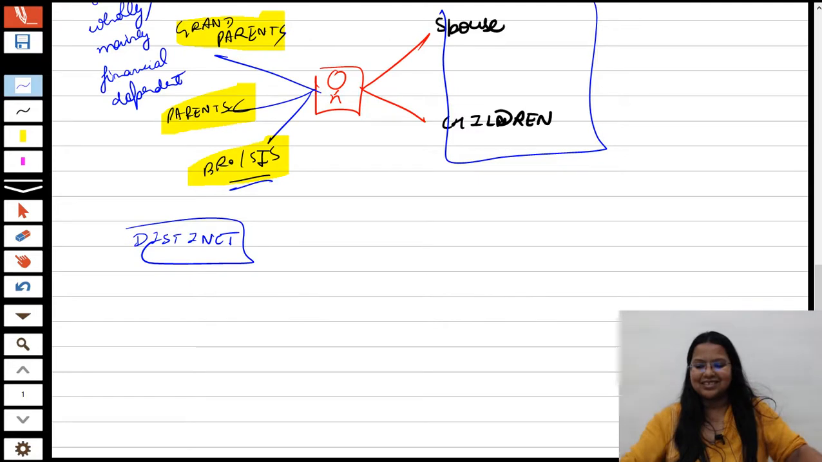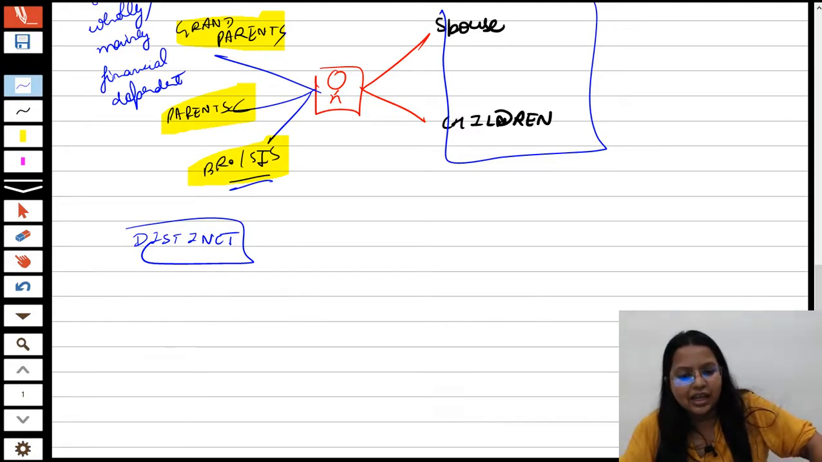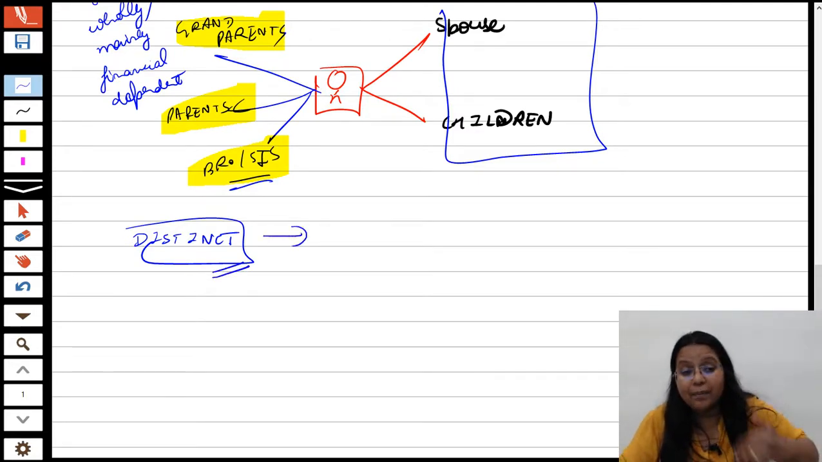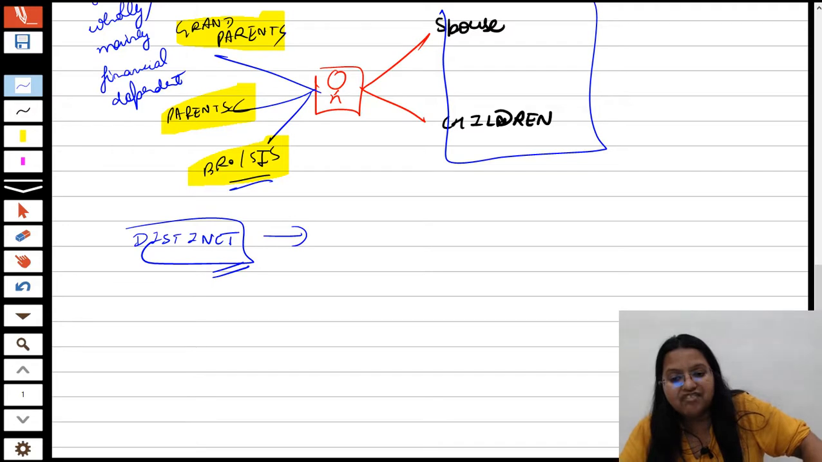Now students, when will a person be considered as a distinct person? In the category of distinct person, you all know that every person has to take GST registration from every state.